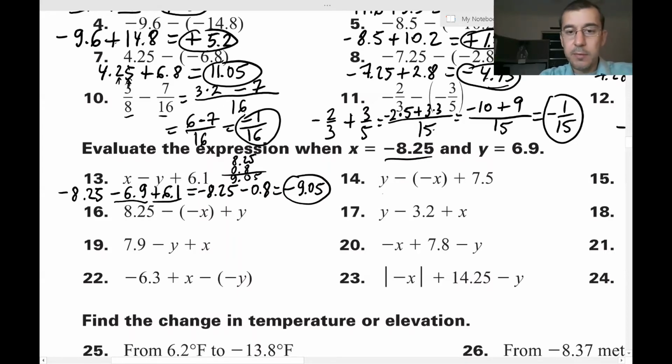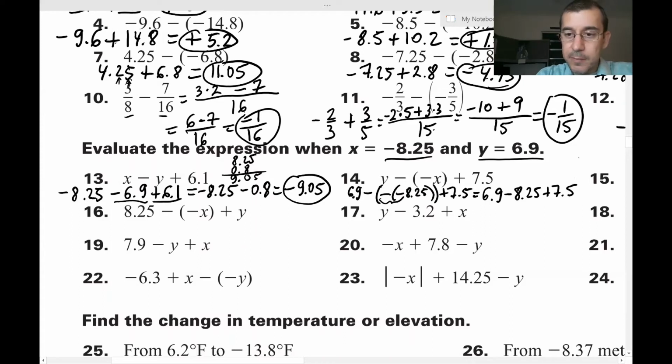Okay. Number 14, y, which is 6.9. So 6.9 minus, and then in parentheses, we have minus, and then x. X is minus 8.25 plus 7.5. So that equals 6.9. Now we have three minuses. So minus and minus is plus, but then we have this minus. So this is minus 8.25 and then plus 7.5.